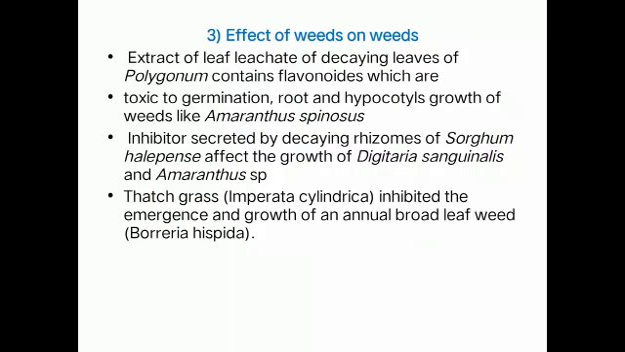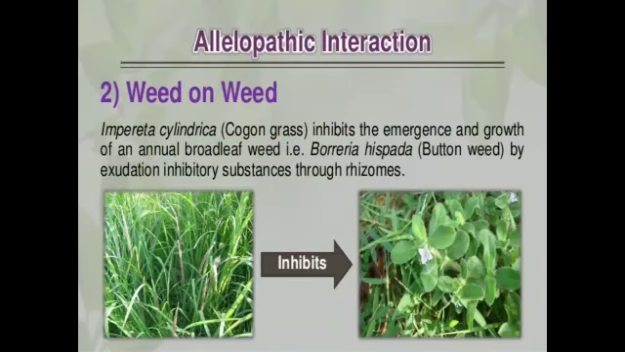Then effect of weed on a weed. The extract of leaf leachate of decaying leaves of Polygonum contains flavonoids which are toxic to germination, root and hypocotyl growth of weeds like Amaranthus spinosus. So the Polygonum weed affects Amaranthus spinosus, and the inhibitor secreted by the decaying rhizomes of Solanum elaeagnifolium affects the growth of Digitaria sanguinalis and Amaranthus species. Then thatch grass, Imperata cylindrica, inhibits the emergence and growth of annual broadleaf weeds like Borreria hispida or Calotropis. This is the effect of weed on a weed.